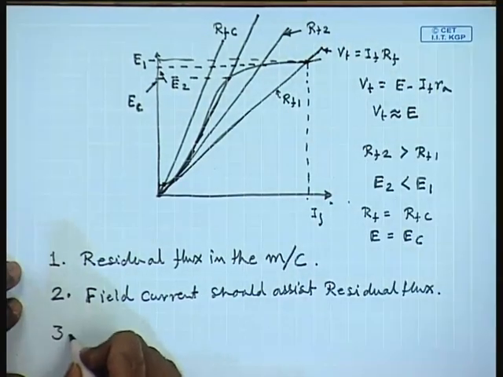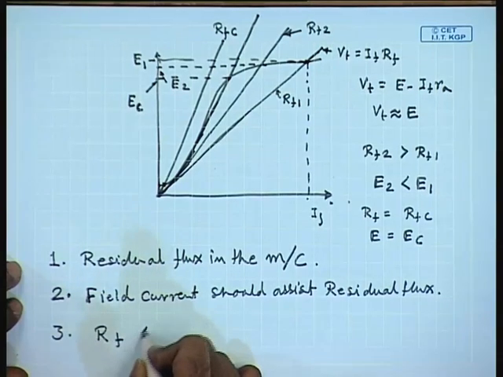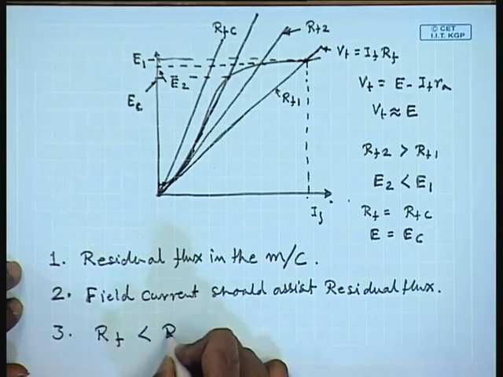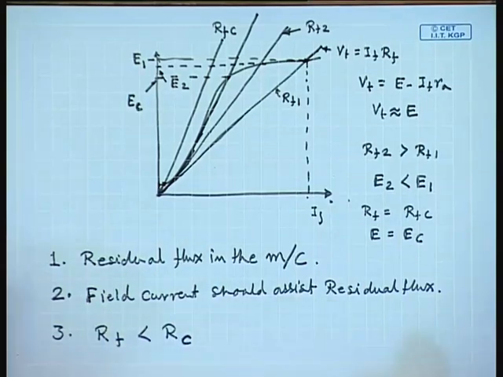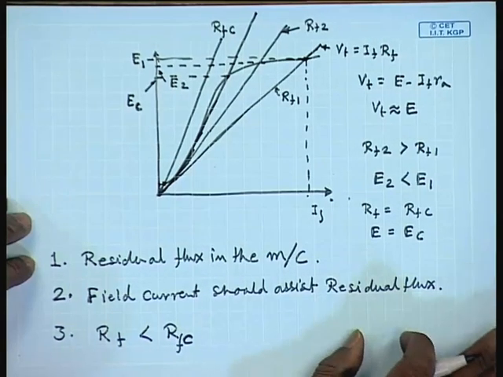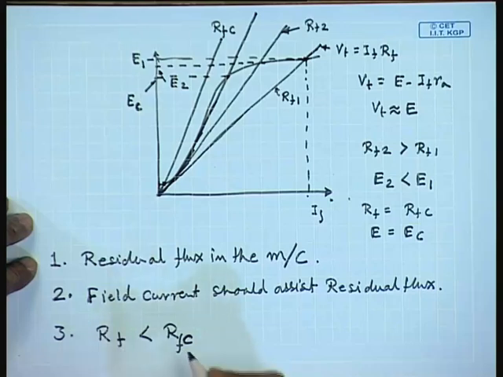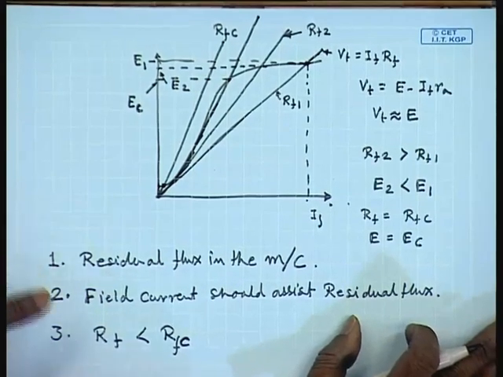Third, the field circuit resistance must be less than the critical resistance of the field winding at the operating speed of the machine. It is to be noted that the critical field resistance is not constant. In fact, it depends on the machine operating speed, which can be understood from the next diagram.